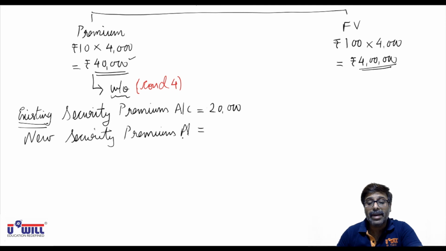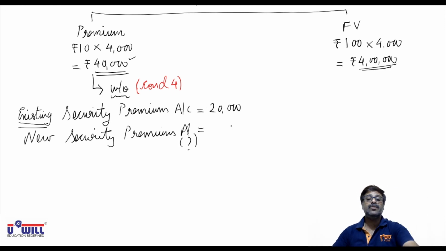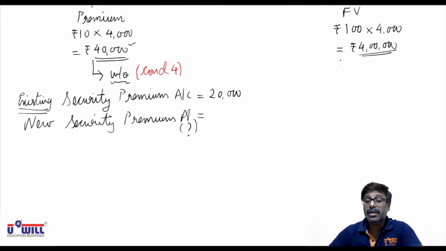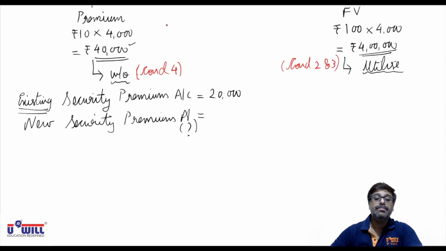Okay, why keep it pending? We'll have to wait and first find the number of equity shares to be issued. So let us proceed with the face value part. Now, how to utilize this 4 lakh rupees? We have to apply condition 2 and 3 here. Okay, in your notebooks, what we have written, condition 2 and 3, they are to be applied.